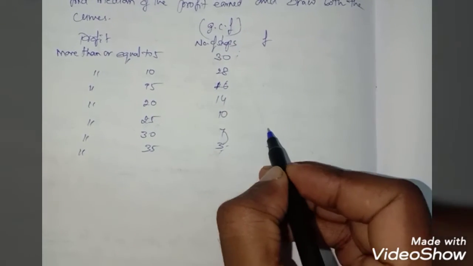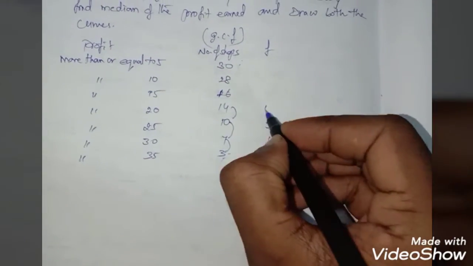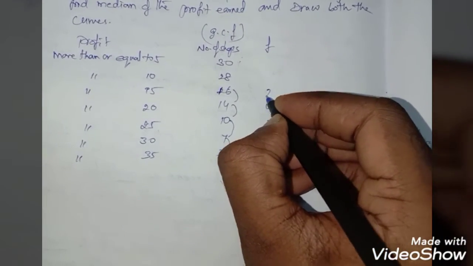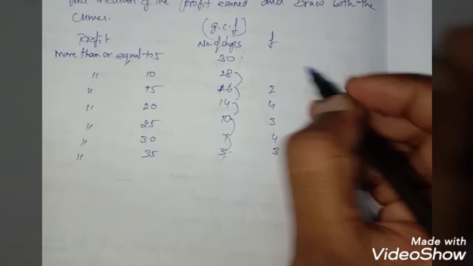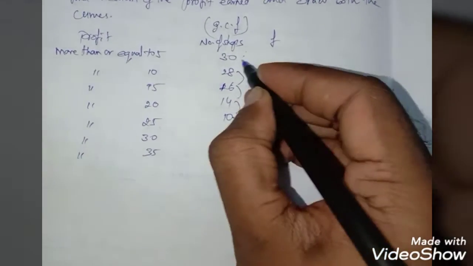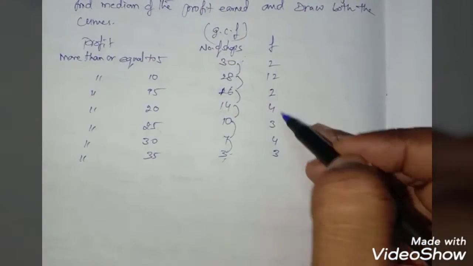Now 7 minus 3 is 4. Next, 10 minus 7 is 3. Next, 14 minus 10 is 4. Next, 16 minus 14 is 2. And next, 28 minus 16 is 12, and 30 minus 28 is 2. So like this we are finding the frequency.